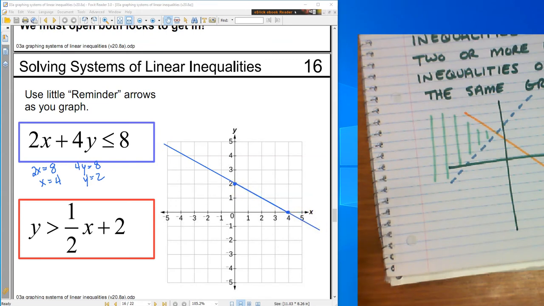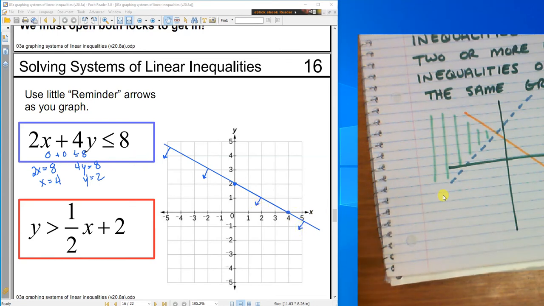It is a solid line. Where do I shade? Well, I'm going to test 0, 0. 0 plus 0 is less than 8. So I'm going to shade over here. But instead of shading it right away, I'm just going to put some little arrows to remind me to shade underneath this line.